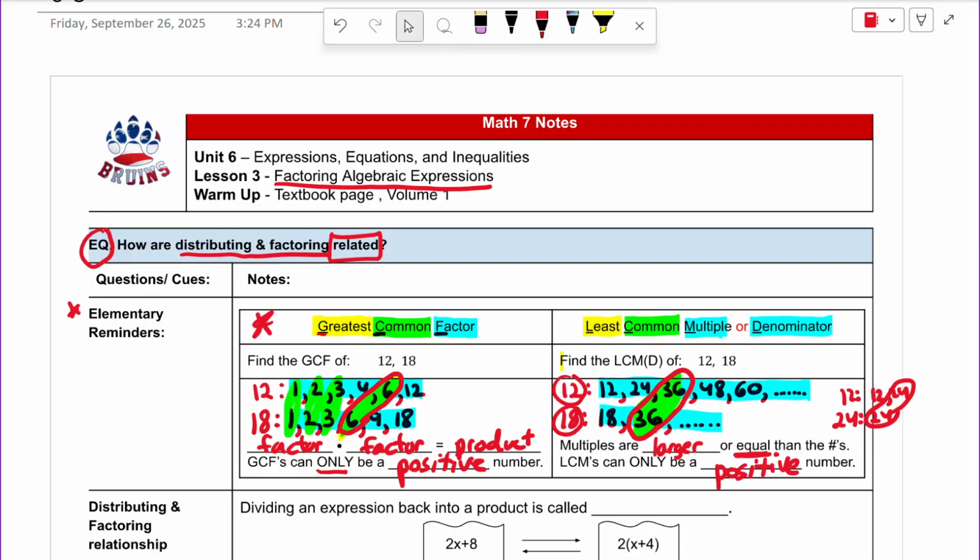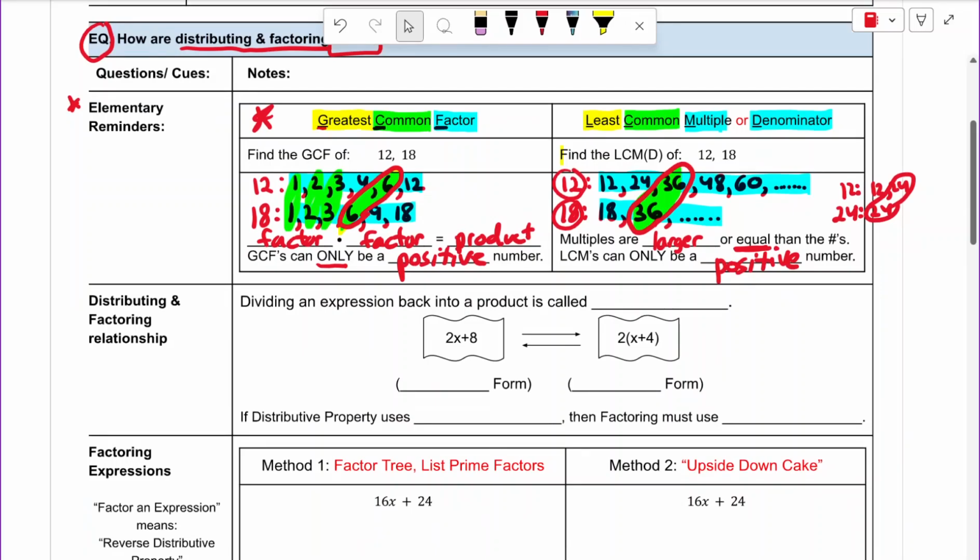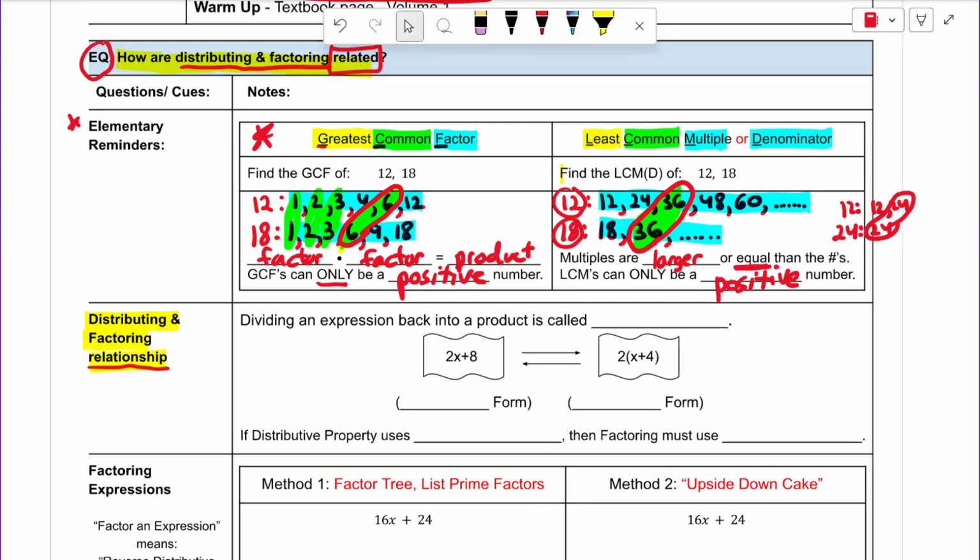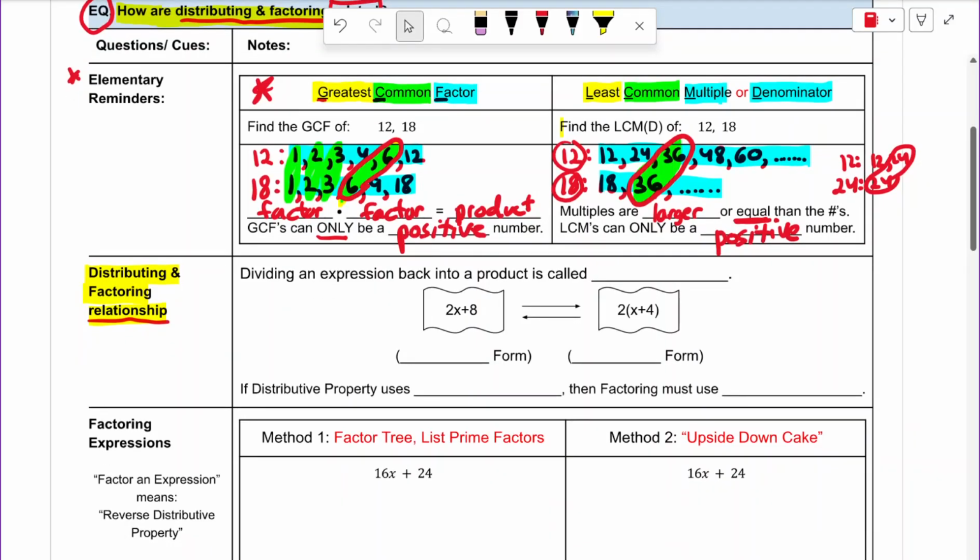All right, let's go down to the next part. Distributing and factoring relationships. Now, this is a key thing right here. I'm going to highlight this because it addresses something up above, the essential question: how are distributing and factoring related? And this is where you're going to find some of your information. Dividing an expression back into a product is called factoring.